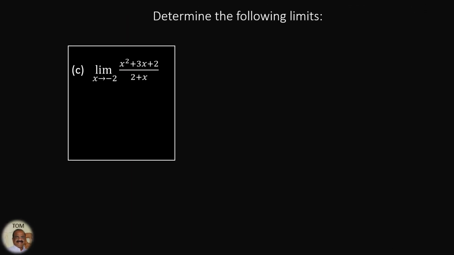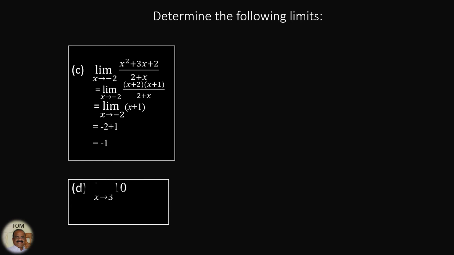Question number C. Limit of (x squared plus 3x plus 2) over (2 plus x). x approaches minus 2. Factorize. Simplify the x plus 2 and 2 plus x. We get x plus 1. Substitute carefully. And the final answer is minus 1.